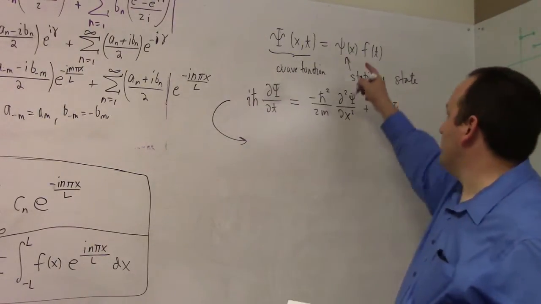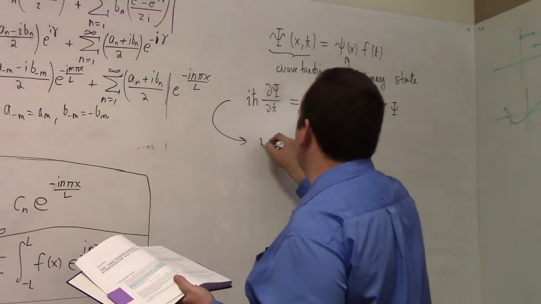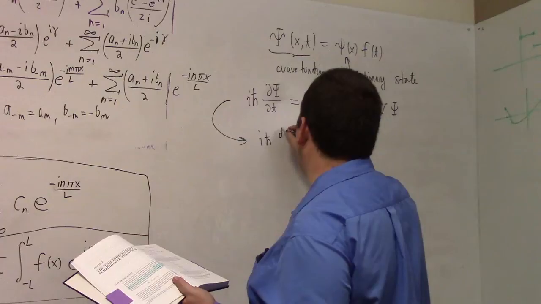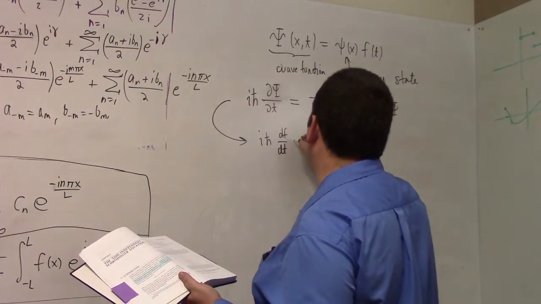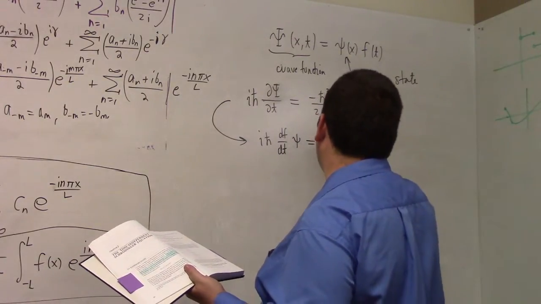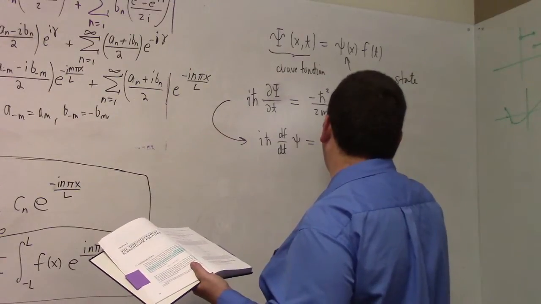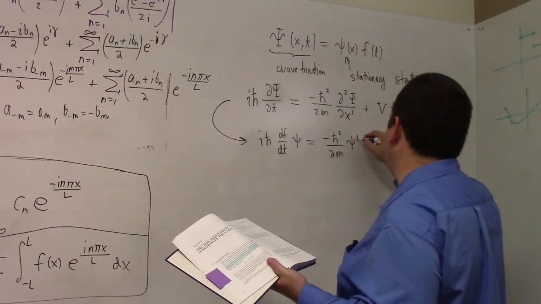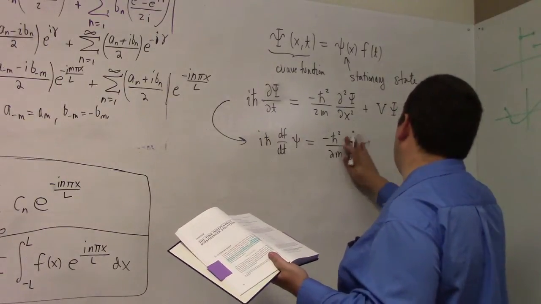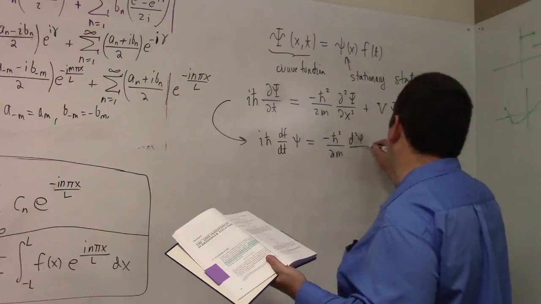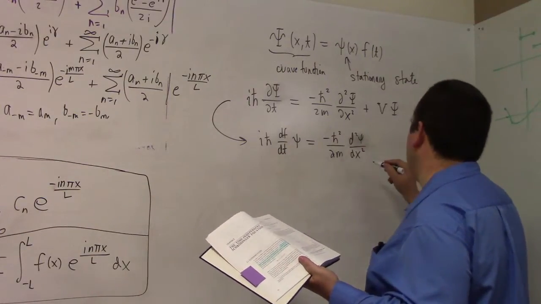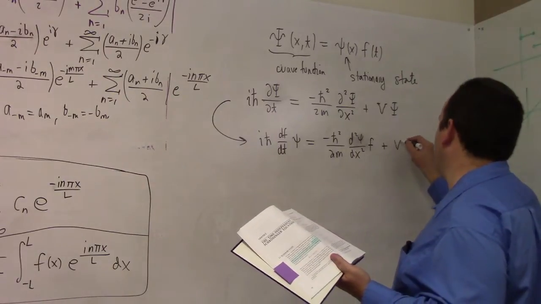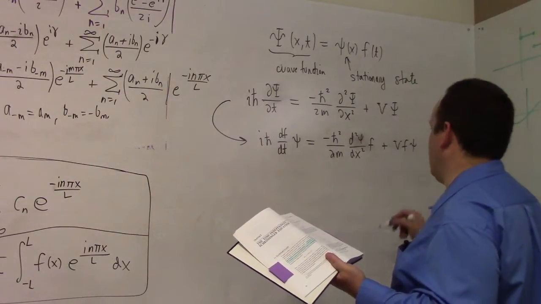You plug in this separable solution, and you get i h bar df/dt times the stationary state is equal to minus h bar squared over 2m stationary state prime prime of x. And you write that in terms of a derivative, d squared psi, little psi, dx squared, not capital psi, times little f plus V f psi, like that.